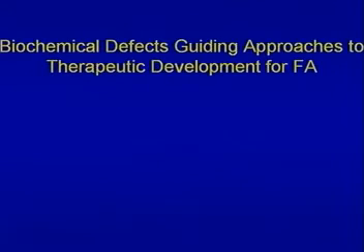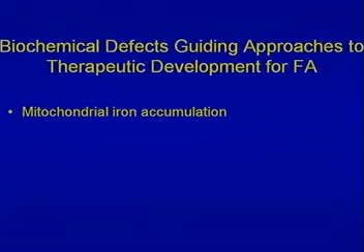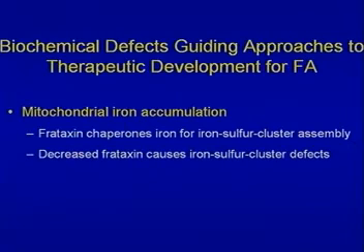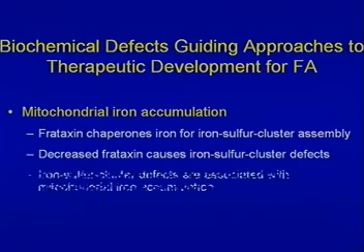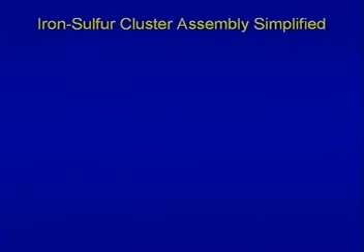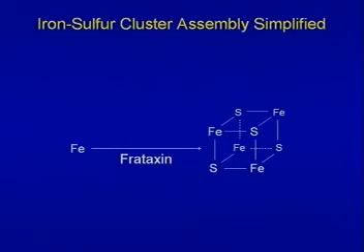So the second biochemical defect I mentioned was mitochondrial iron accumulation, also mentioned by Massimo. As Massimo said, frataxin helps form iron-sulfur clusters, those little prosthetic groups that help enzymes do their thing in the cell. And decreased frataxin causes iron-sulfur cluster defects, and that's associated with mitochondrial iron accumulation. So here's my super simplified version. Here's frataxin, takes iron, makes an iron-sulfur cluster. Okay?